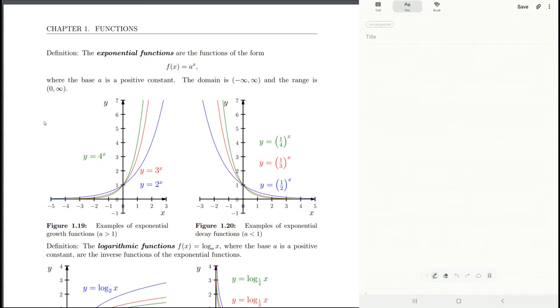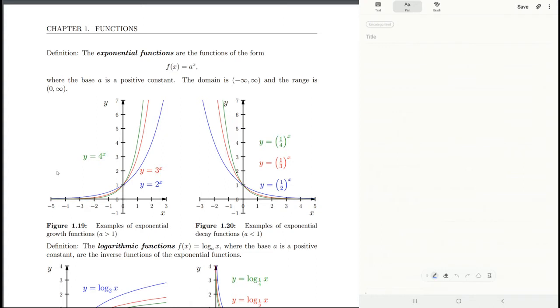So next we will introduce the exponential functions. The exponential functions are functions of the form f of x is equal to a to the power of x. So the base a is any positive constant, and the domain of the function is all real numbers, and the range is all positive numbers, so from 0 to infinity. What this tells us is that the exponential functions can never be negative, and can also never be equal to 0.